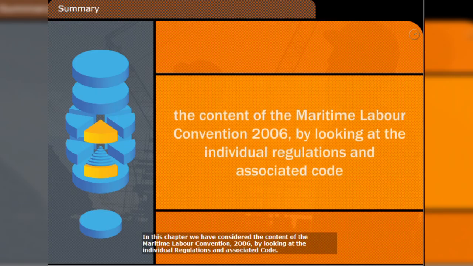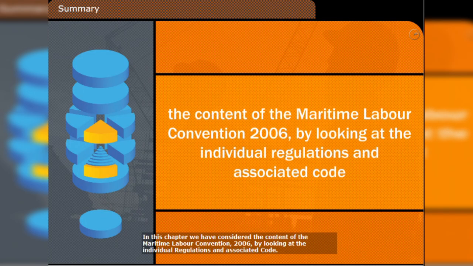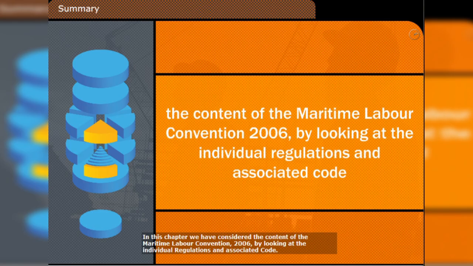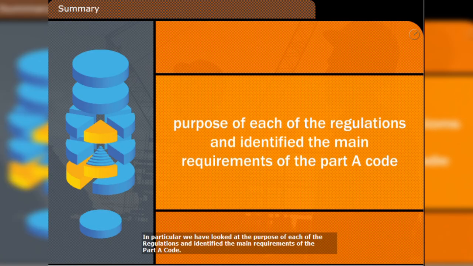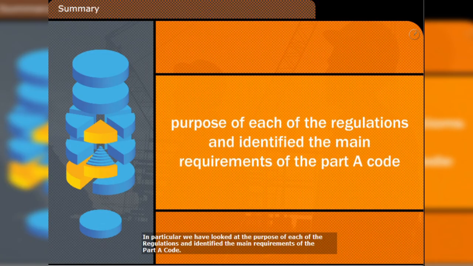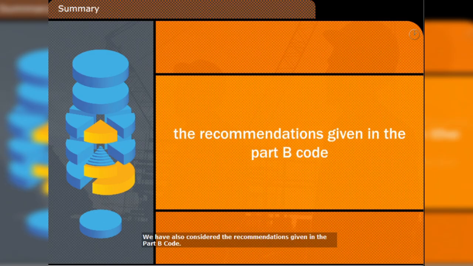In this chapter, we have considered the content of the Maritime Labour Convention 2006 by looking at the individual regulations and associated code. In particular, we have looked at the purpose of each of the regulations and identified the main requirements of the Part A Code. We have also considered the recommendations given in the Part B Code.